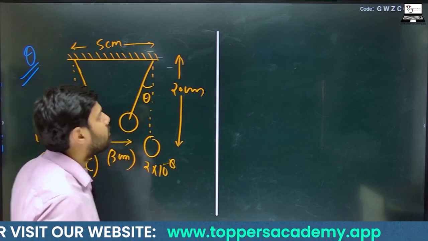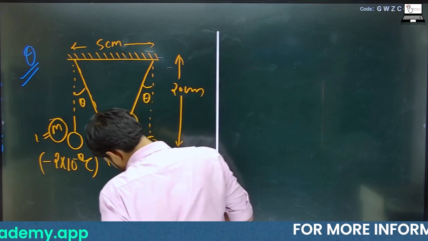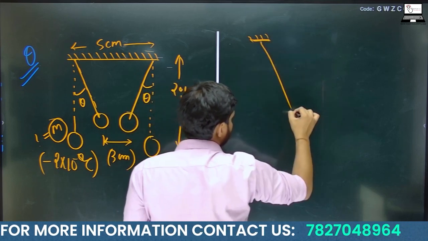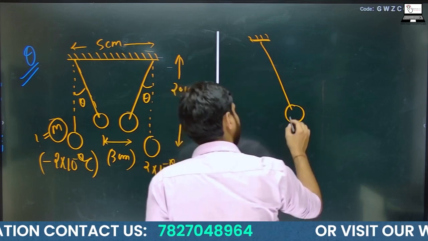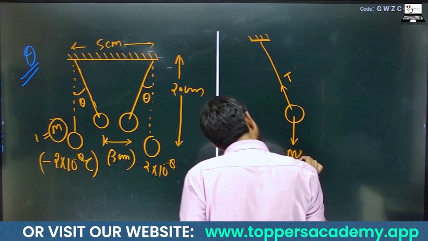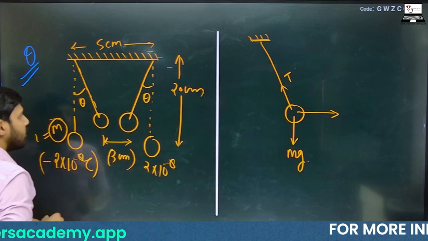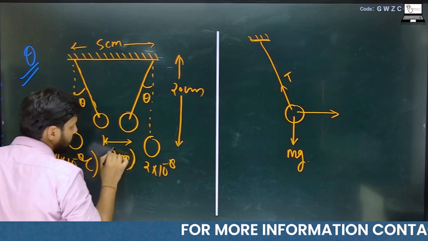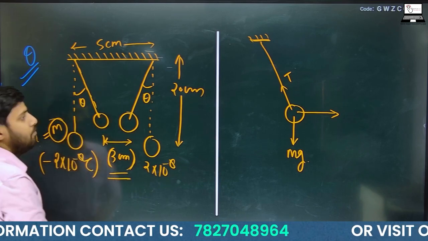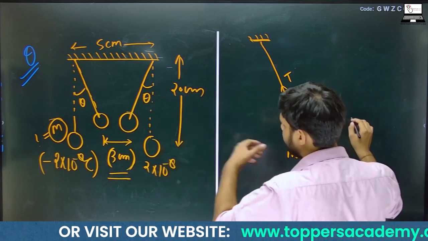First of all, we need to draw the free body diagram of one of these pendulums. Let us say that there is a tension T in it. This will be mg, and there is the force of attraction, acting at a distance of 3 cm. That will be in equilibrium. Clear?